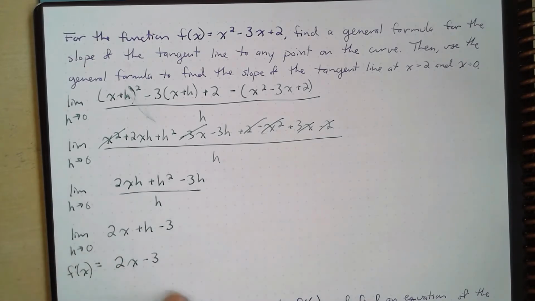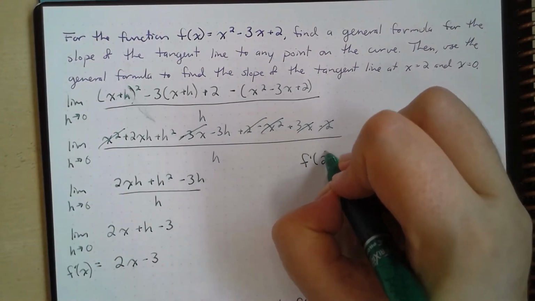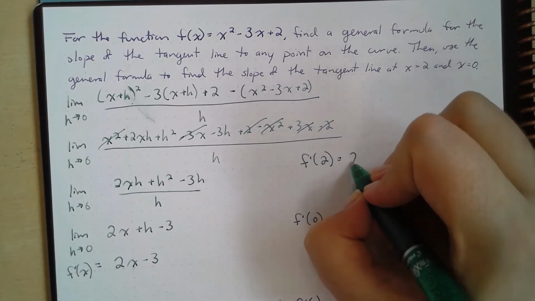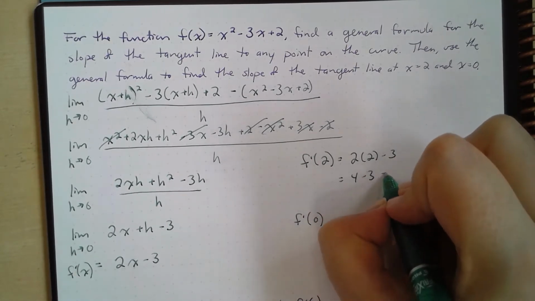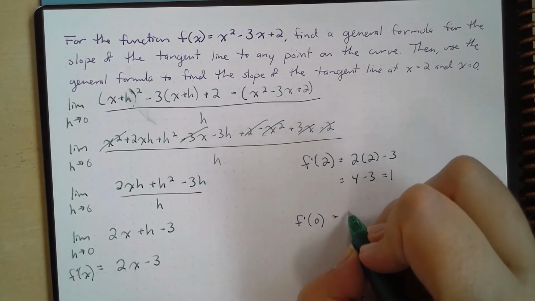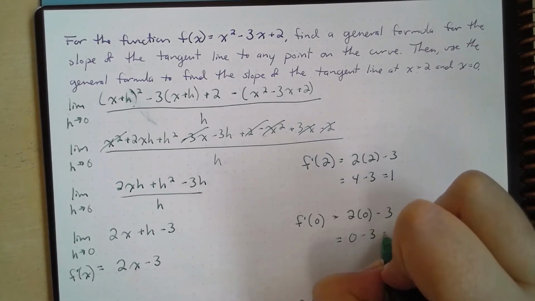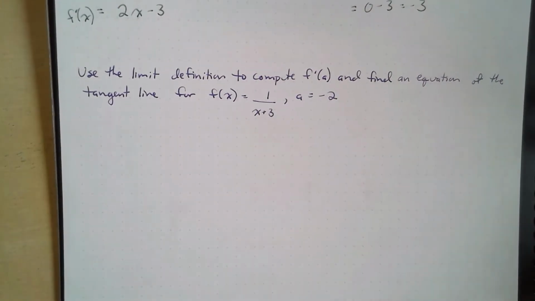That's the general formula. So now we want to find f prime of 2 and f prime of 0. Well, f prime of 2 is just going to be 2 times 2 minus 3, which is 4 minus 3, which equals 1. F prime of 0 is 2 times 0 minus 3, which is just 0 minus 3, which equals negative 3. So pretty simple. All right, one last final example here.